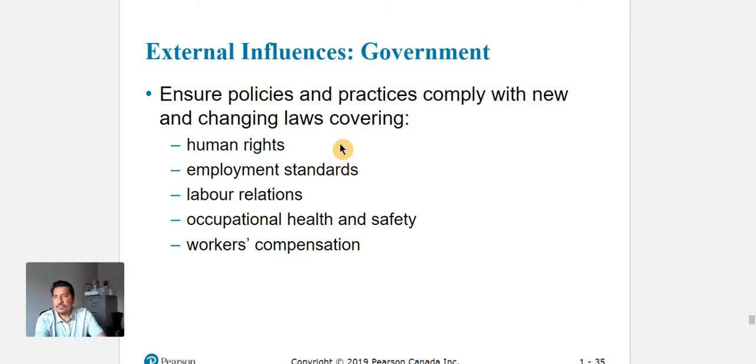Government: ensure policies and practices comply with new and changing laws covering human rights, employment standards, labor relations, occupational health and safety, and worker compensation. So wherever you are, in whatever jurisdiction or province, you need to follow the government rules related to labor laws.